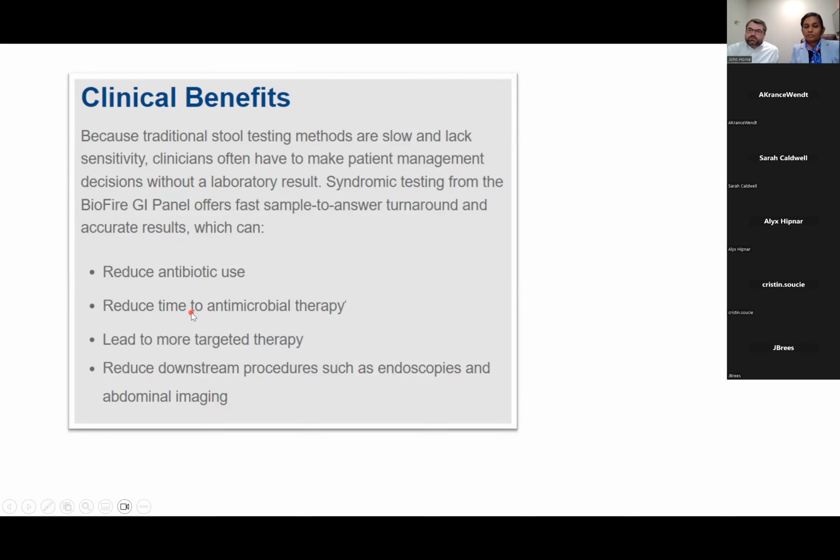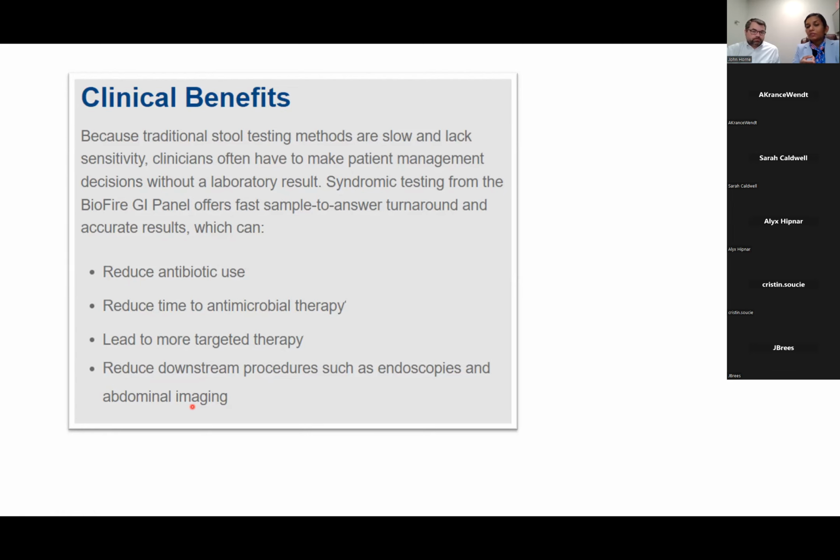And the benefits: reduce antibiotic use, reduce time to antimicrobial therapy. So it's being able to identify and diagnose quickly and get them on the right antibiotics. It leads to more targeted therapy, so they don't have to give blanket antibiotics to cover so broadly because you don't know what it is. And it reduces downstream procedures like endoscopies or abdominal imaging. If you can get it identified, then they can reduce the procedures.